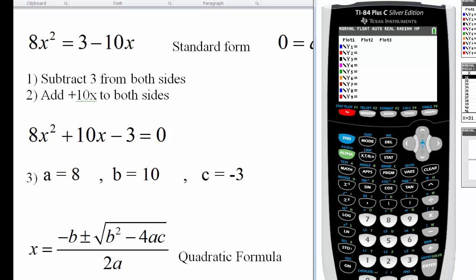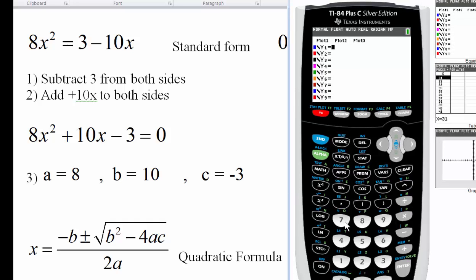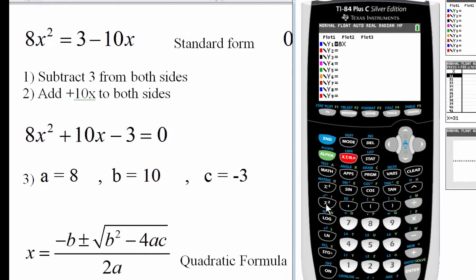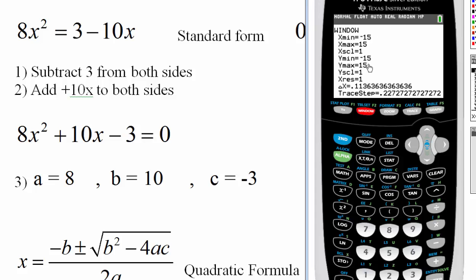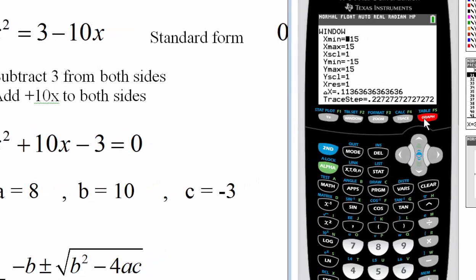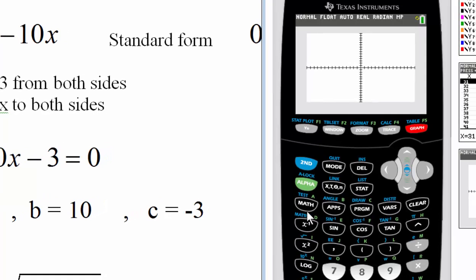So I press y equals, and then I start entering the 8x squared. So here's 8x squared plus 10x minus 3, and then y2 will be 0. And we'll check out our window. All right, we'll try and use this window. Hopefully it still works. I press graph. And there's my first curve, that's the 8x squared plus 10x minus 3. And then this is the 0.